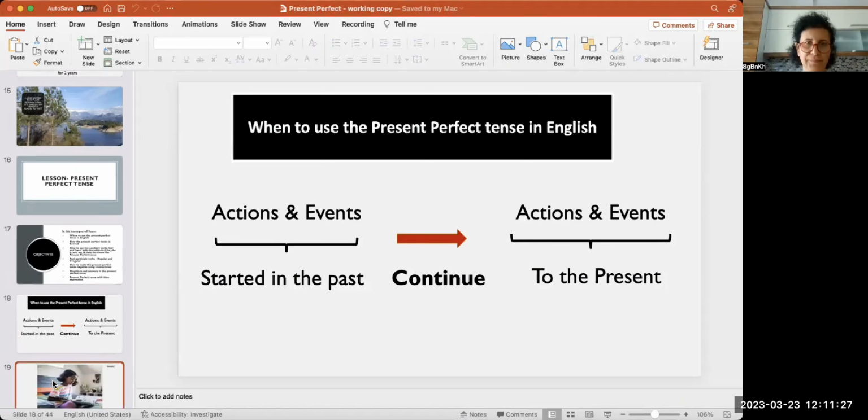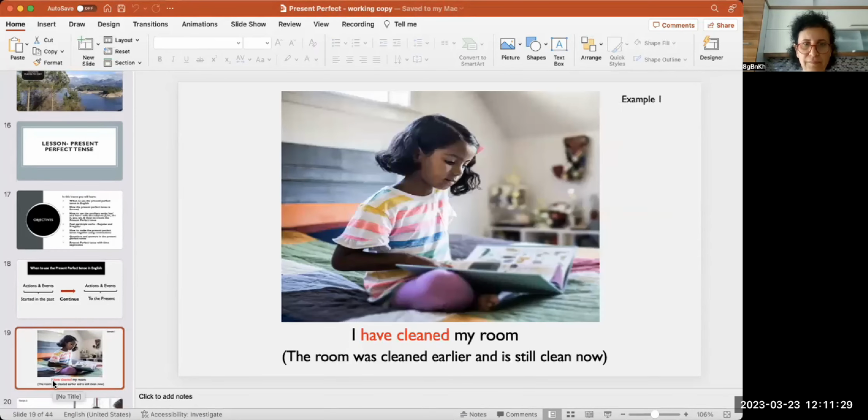Now let's see another example of it. She says, I have cleaned my room. Now in this example, the room is clean now. She's talking right now. I have cleaned my room means earlier, I cleaned my room and it's clean right up to the present time.